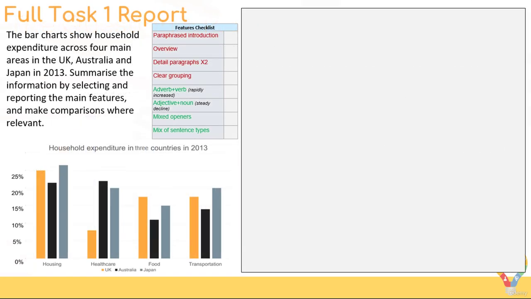We'll now move on to actually writing this report. So, I'm going to need to start with my paraphrased introduction. Again, let's take a look at the first part of the question. The bar charts show household expenditure across 4 main areas: housing, healthcare, food and transportation, in the UK, Australia and Japan in 2013. So, let's begin. The bar charts, they're given, just change it a little bit.